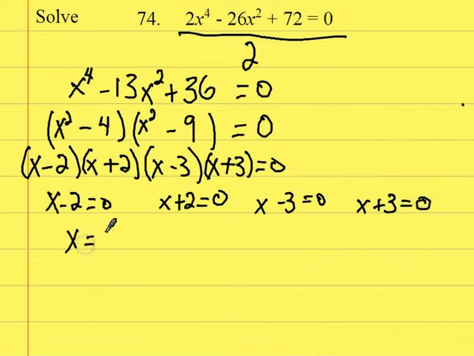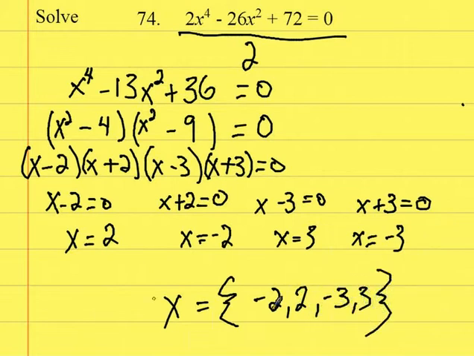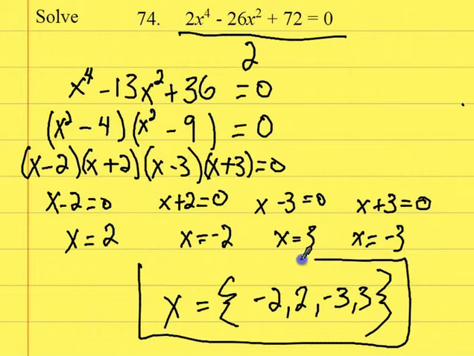So what are our solutions? Well, from this we yield x equals 2, x equals negative 2, x equals 3, and x equals negative 3. And you can write it as a solution set of negative 2, 2, negative 3, 3, however you want to write it. That is your set of solutions.